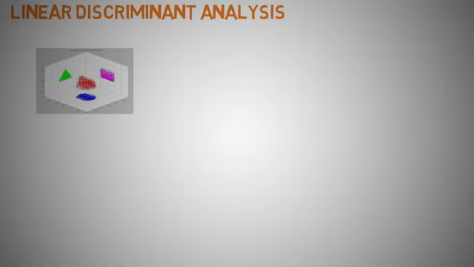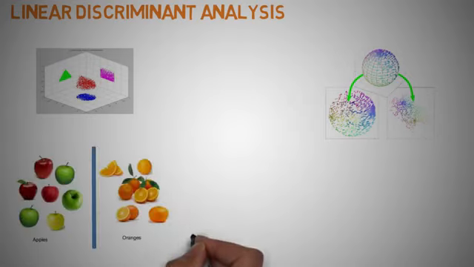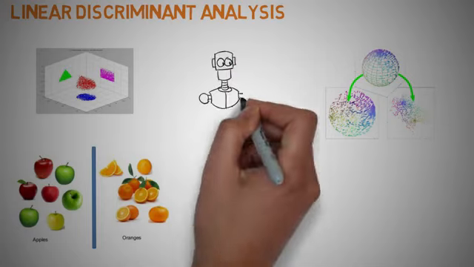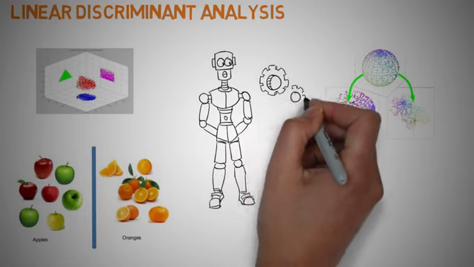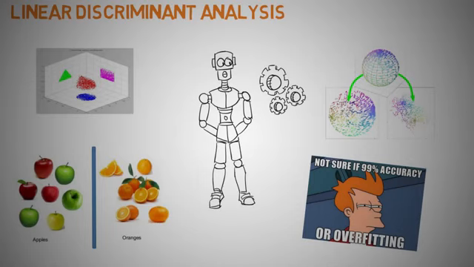Linear discriminant analysis, or LDA, is most commonly used as a dimensionality reduction technique in the pre-processing step for pattern classification and machine learning applications. The goal is to project a dataset onto a lower dimensional space with good class separability in order to avoid overfitting, the curse of dimensionality, and also reduce computational cost.